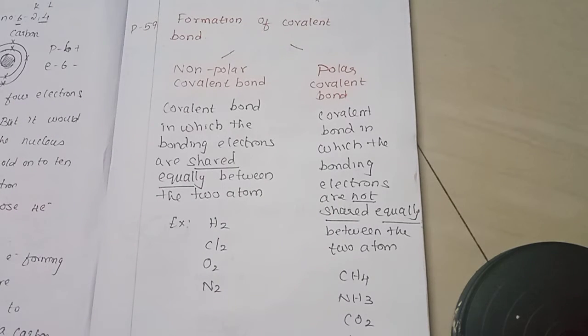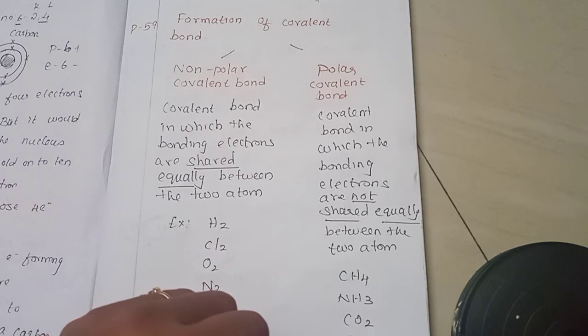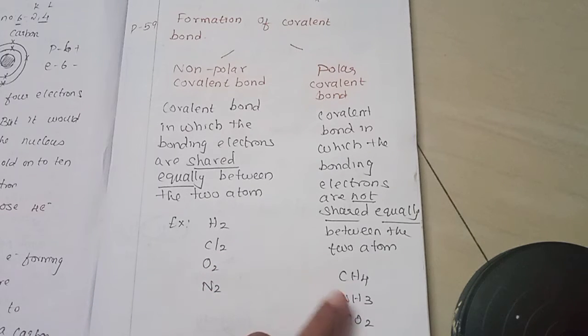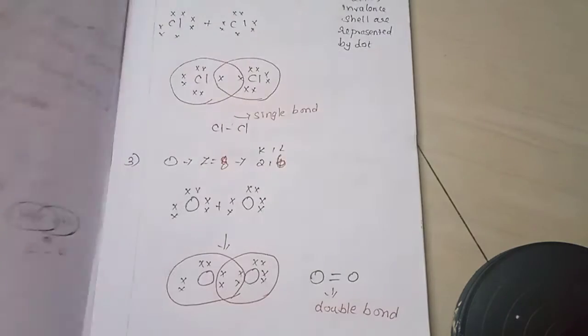If you take the covalent bond in which the bonding electrons are not shared equally between the two atoms, it is called a polar covalent bond. Examples: methane, ammonia, carbon dioxide. How it is formed, how to draw the structure, all these things I will explain in this video.